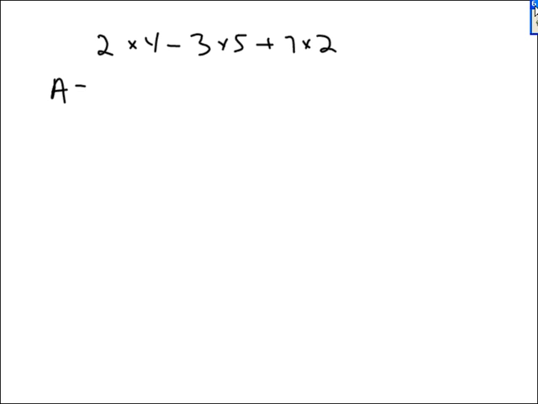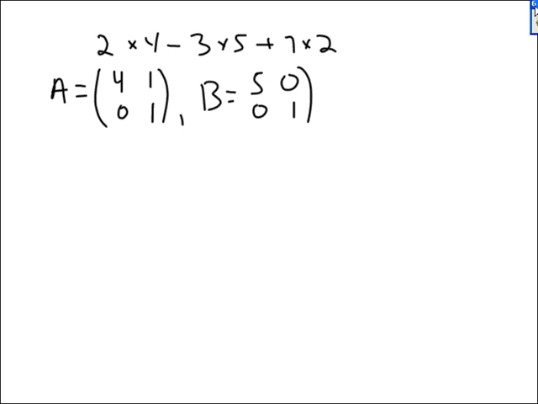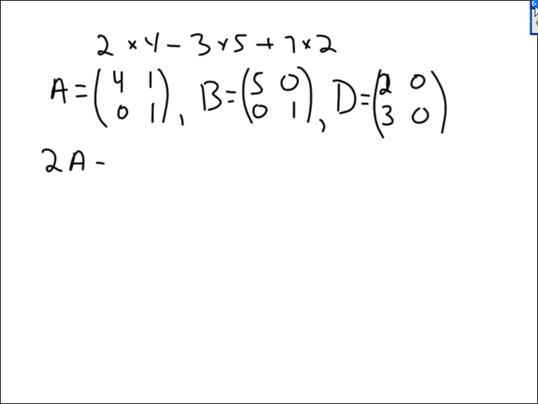Well, if you were told that A is 4, 1, 0, 1, and matrix B is 5, 0, 0, 1, and matrix D is 2, 2, 0, 3, 0, and you are asked to find 2A minus 3B plus 7D.